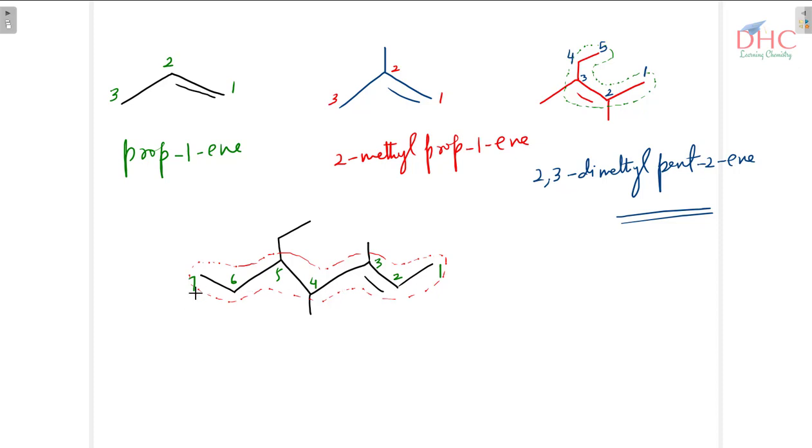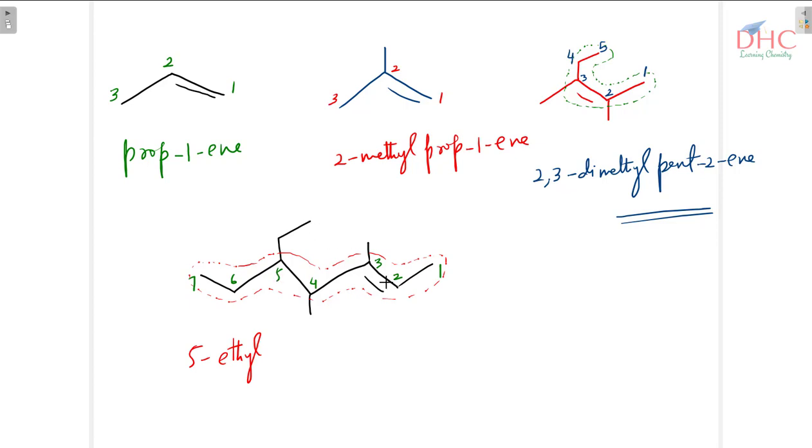So there are 7 carbons in the main chain. There are 3 substituents attached. One is a methyl group here, second is a methyl group here, and third is an ethyl. This is 1 carbon, this is 1 carbon, and you have 2 carbons over here. So you can now use alphabetical order of naming. At 5, the ethyl comes. Ethyl comes first, E comes first, then M. So you can use 5 ethyl.